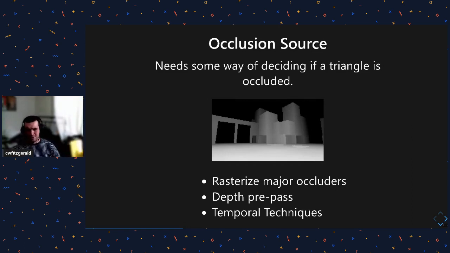So more formally, you rasterize the major occluders. This is walls, buildings, anything big that might occlude a lot of things. That is one way of doing it. You can also do a depth pre-pass, and you can finally do a variety of, I don't know if it's temporal, but one of those techniques to use time to your advantage so that you can reuse depth in some way, and we'll get to that in a second.